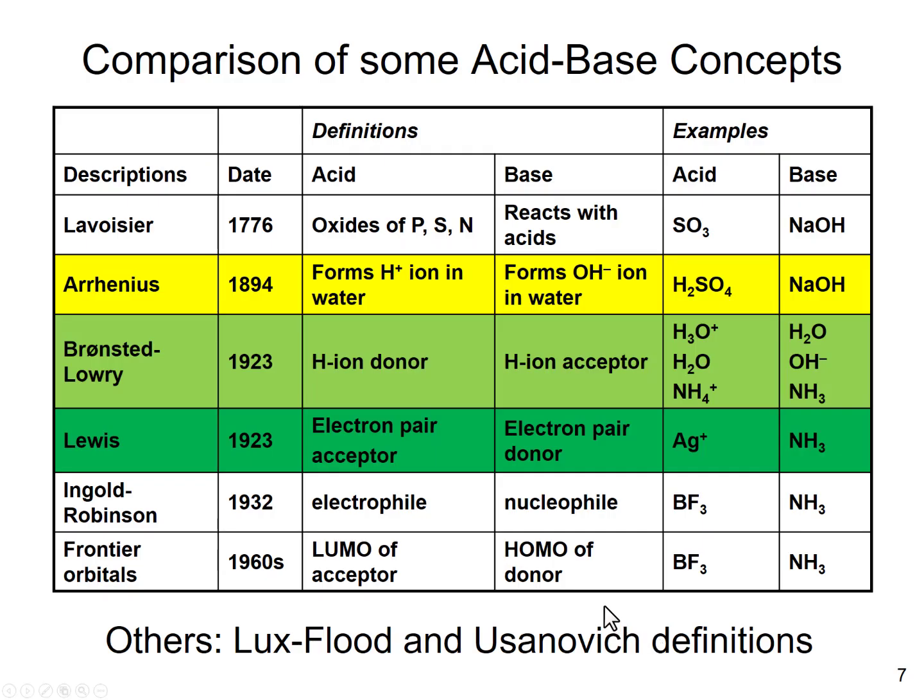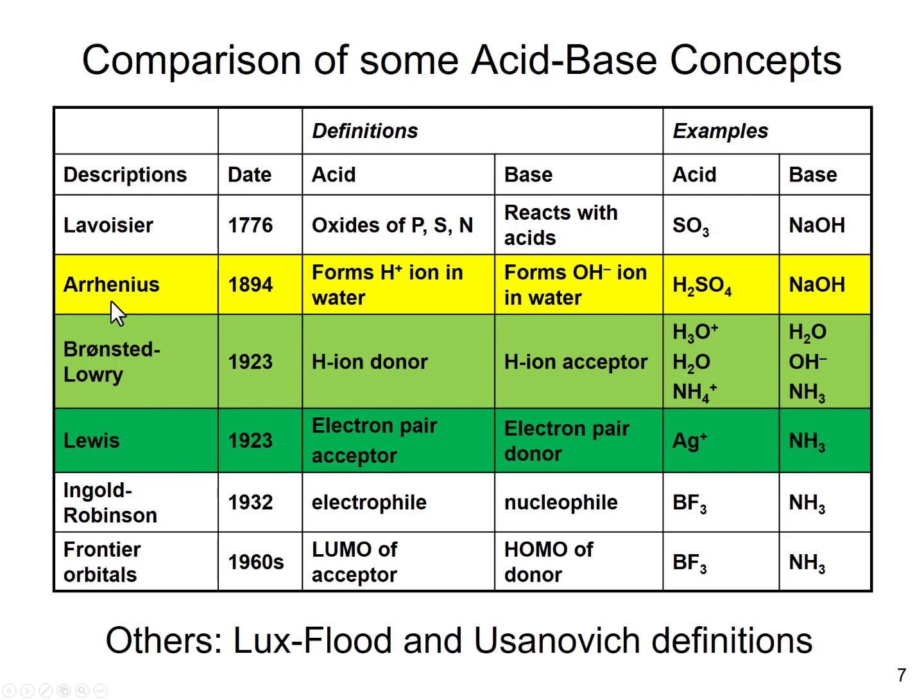Now this slide depicts multiple definitions that appeared and also some have disappeared in the literature. So we have Lavoisier in 1776 who actually defined an acid as oxides of certain main group elements and a base, which is anything that reacts with these acids. As an example, you have SO3 that could react with sodium hydroxide in an acid-base reaction according to Lavoisier.